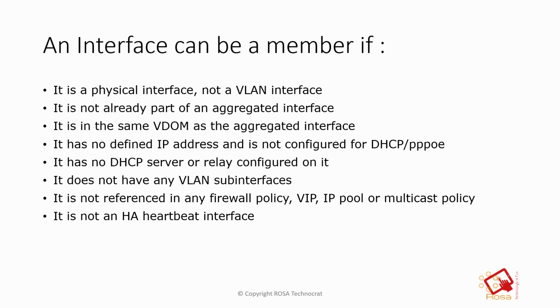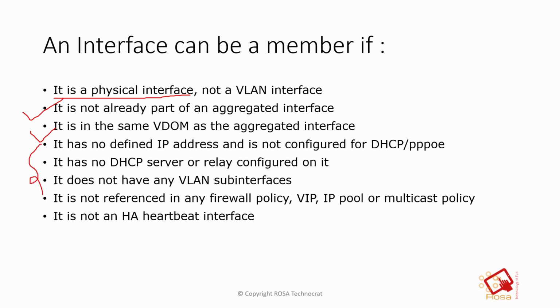What are the conditions for when an interface can be a member of a link aggregate interface? I will not go through all of this, but to simply say, only a physical interface can be a member of a LAG, not a VLAN interface, and one interface member cannot be part of multiple LAGs. So it should be a physical interface, not already a part of an aggregate interface, and should be in the same VDOM if your firewall has VDOMs.